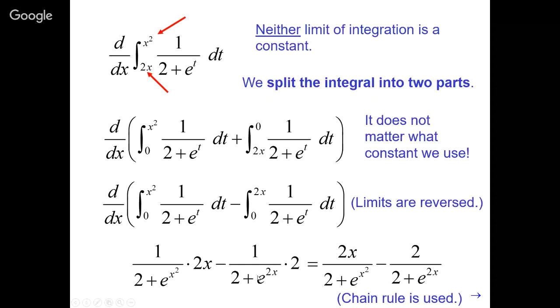And I'm going to do the same thing and plug the 2x into my function and then multiply times the derivative of the upper limit of integration, which turns out to be 2x over 2 plus e to the x squared minus 2 over 2 plus e to the 2x. And we are using the chain rule. Never goes away.